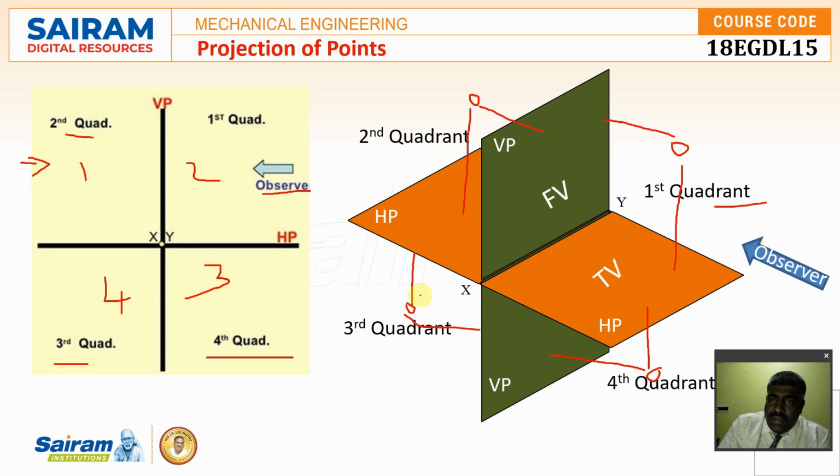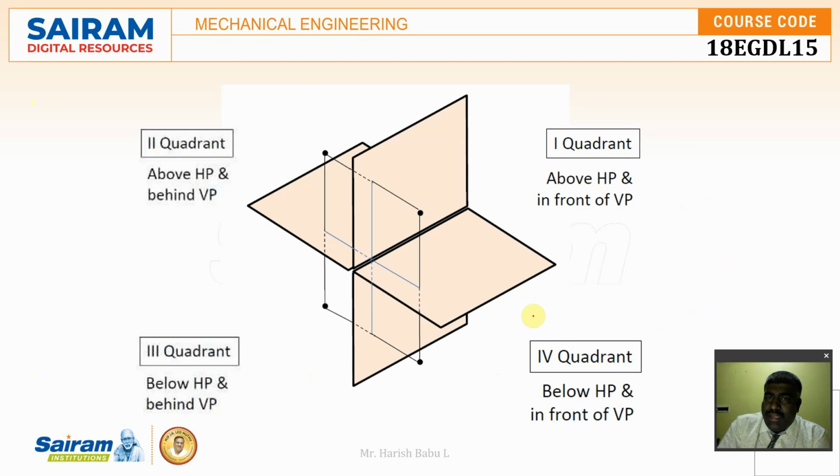I'm going to define from right to left. I'll go for the anti-clockwise direction of defining the coordinates. So over here, again I'm repeating that first quadrant, the definition will be above HP in front of VP. Second quadrant, above HP behind VP. Third quadrant, below HP behind VP. The fourth quadrant, below HP and in front of VP.